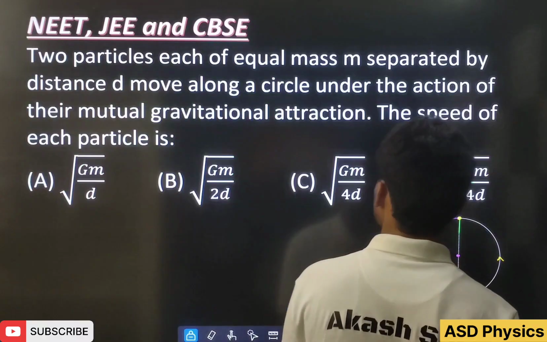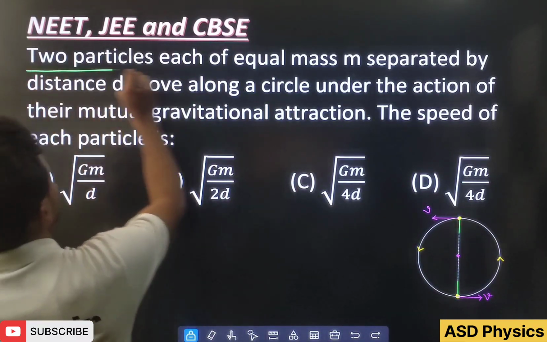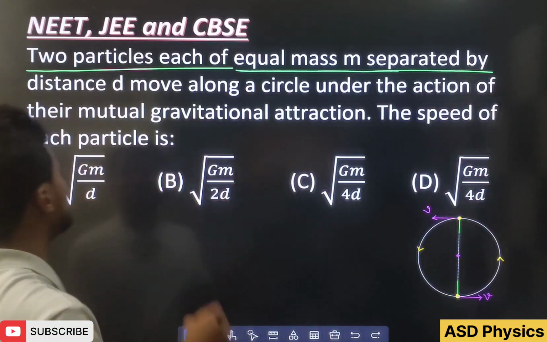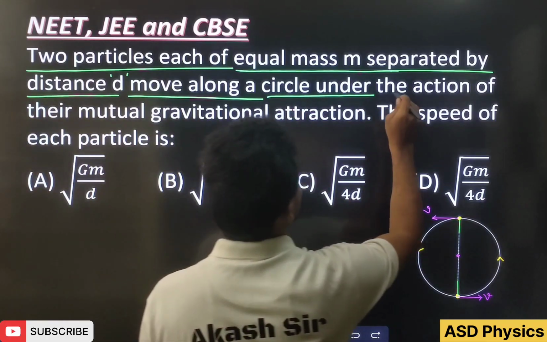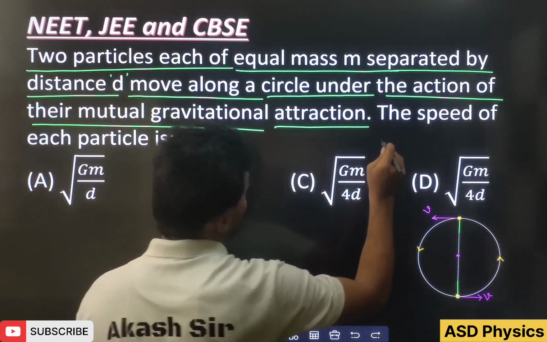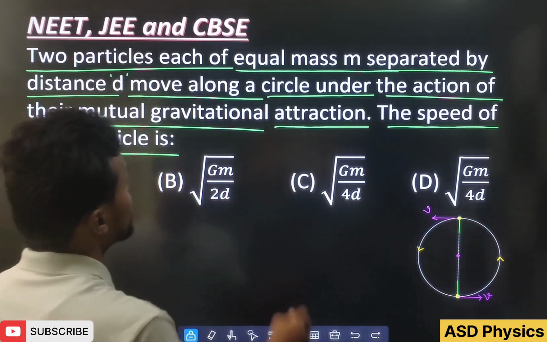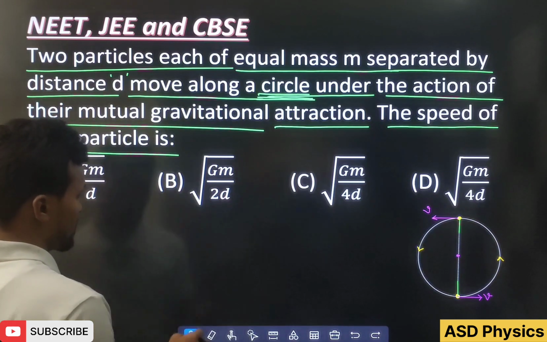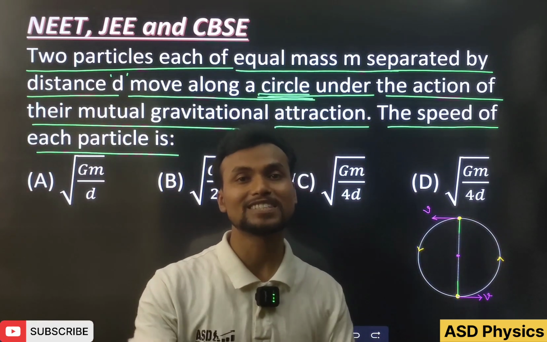Okay. Now let's see a very basic question. Two particles each of equal mass m separated by distance d move along a circle under the action of their mutual gravitational attraction. The speed of each particle is how much? Remember the keyword: they are moving in a circular path. And whenever any particle is moving in a circular path, which force is required?